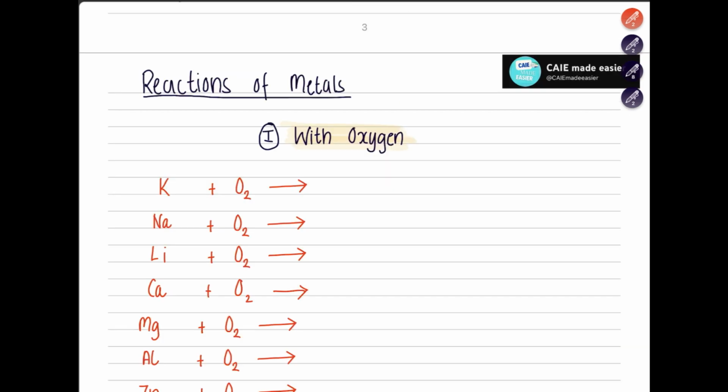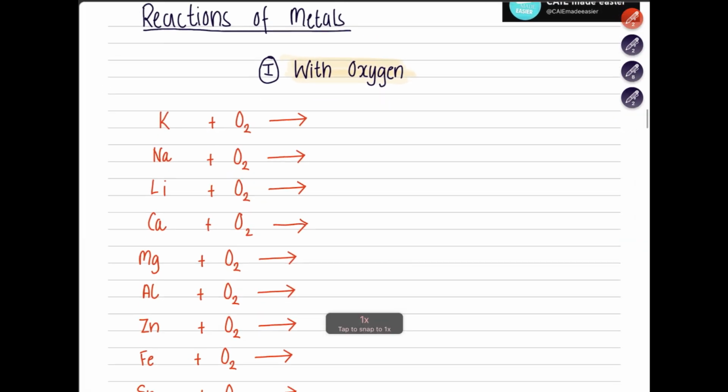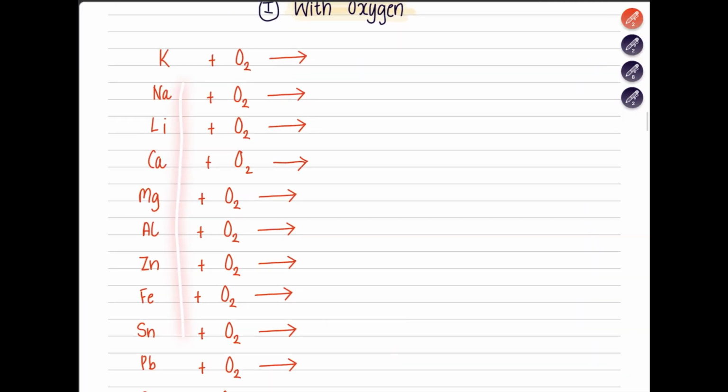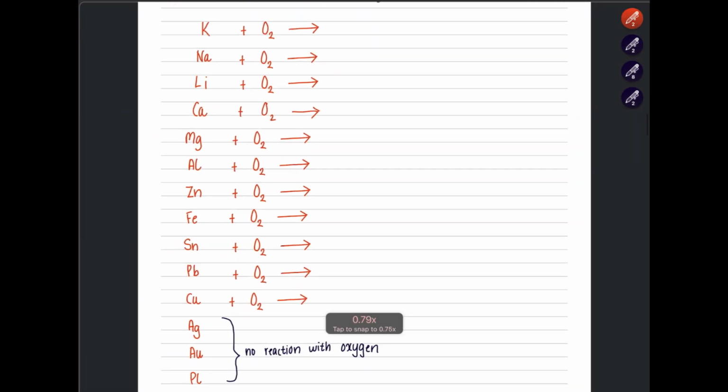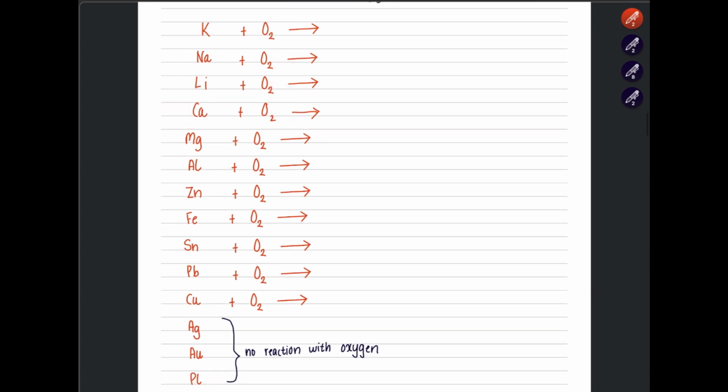Alright, now we will discuss the reaction of metals with oxygen. So we have the reactivity series of metals and we have arranged them according to their reactivity. As you go down, the reactivity decreases. So elements that are on the top react very violently and vigorously with oxygen, whereas elements which are at the bottom, for example silver, gold and platinum, don't even react with oxygen.